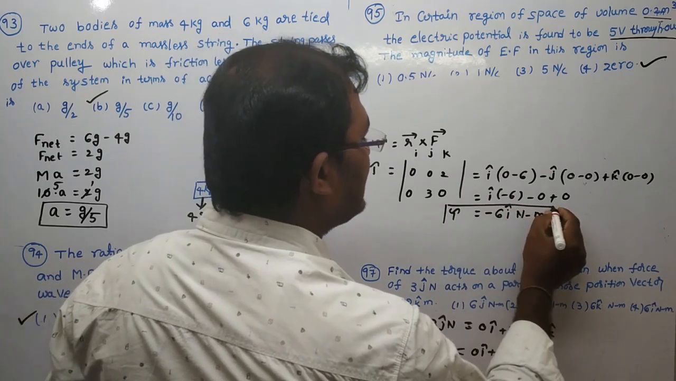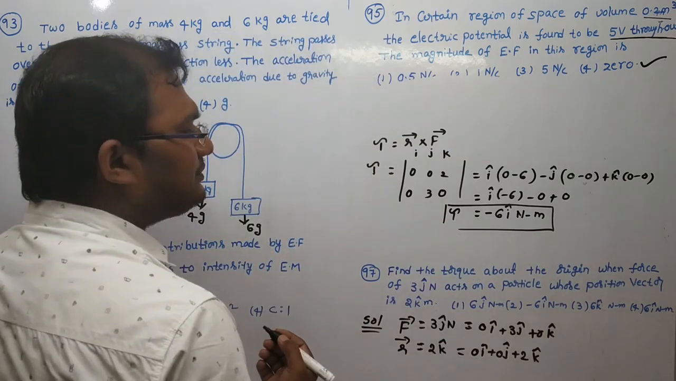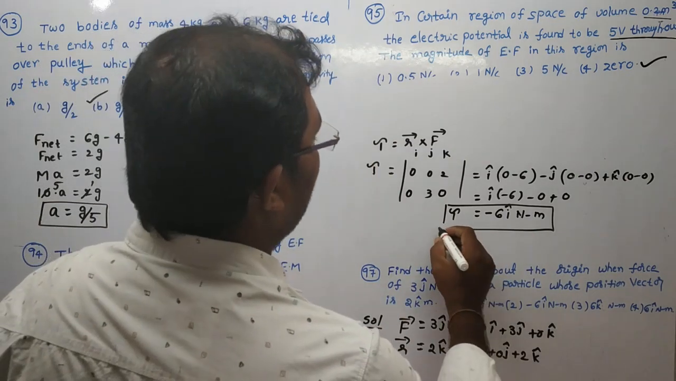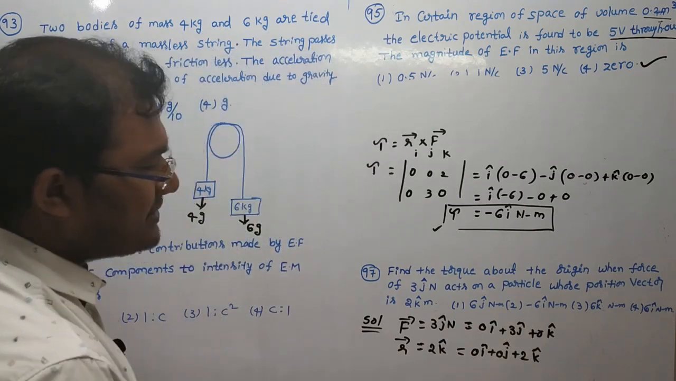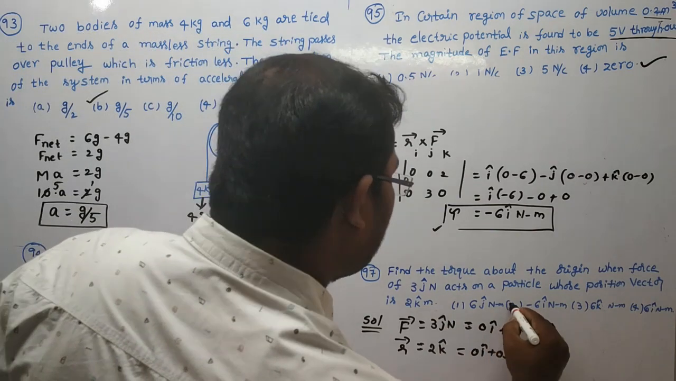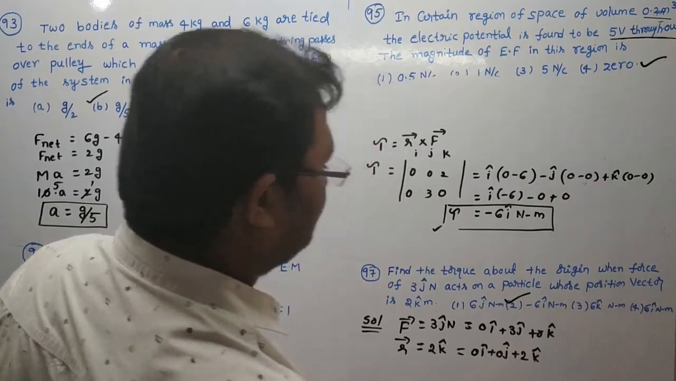Torque tau equal to minus 6 i cap Newton meter. This is our required answer. In options, second one is correct option.